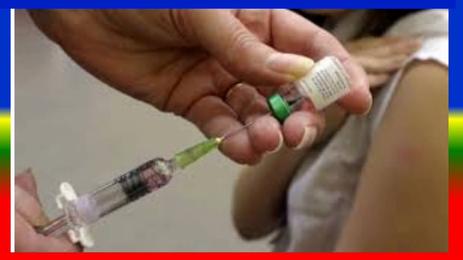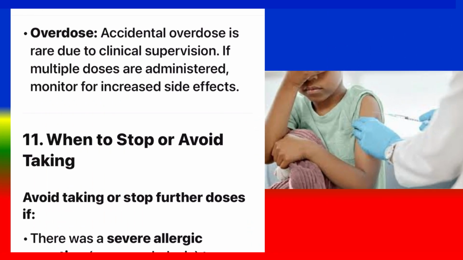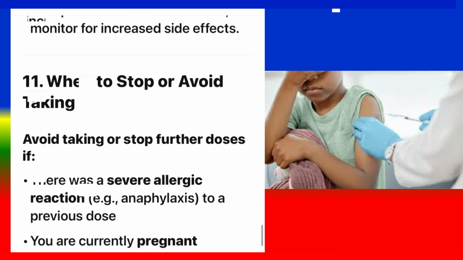10. Missed dose, overdose. Missed dose. If a dose is missed, it should be given as soon as possible. There's no need to restart the series. Overdose. Accidental overdose is rare due to clinical supervision. If multiple doses are administered, monitor for increased side effects.